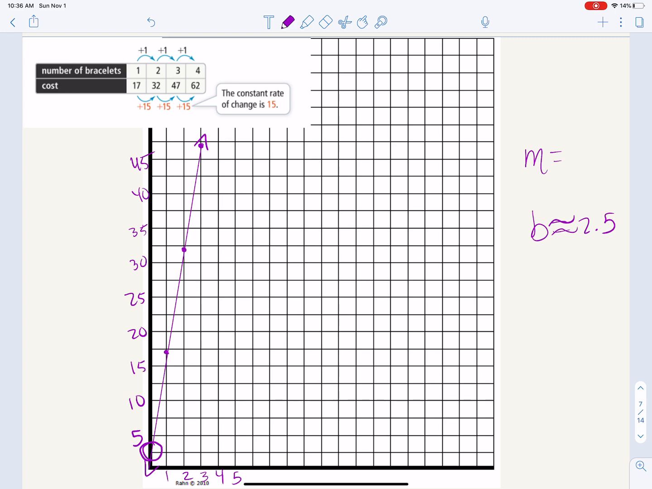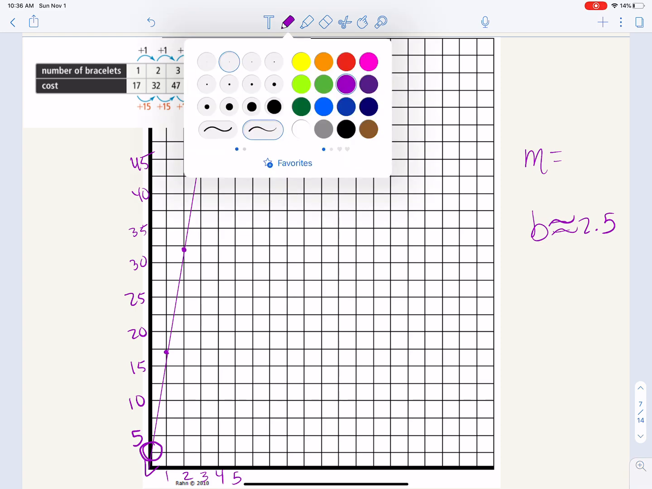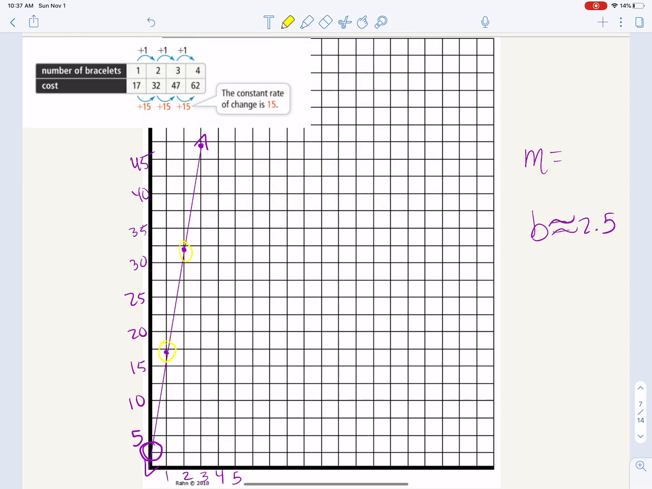And then my slope, if you go from one point to the next, so it's going from 17 to 32. So that's up 15 over 1. So my slope is 15. Okay. Now you can see that as they're saying here, these are your x values, these are your y values. Your constant rate of change is your slope. That is your slope, okay? So the change in your y values is what dictates your slope. So I can see it's increasing by 15, so my slope's 15.